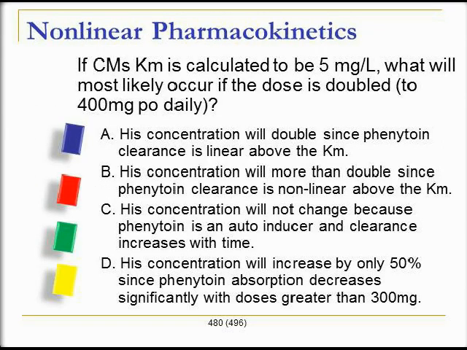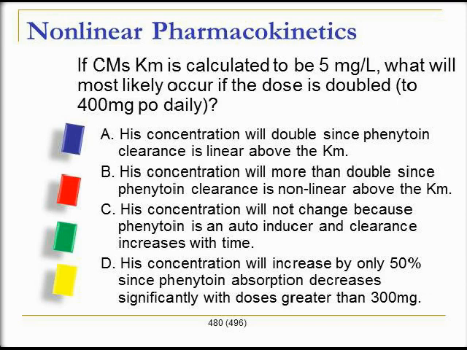So you're working with a group of clinicians and they want to double his dose because 6 is too low for phenytoin. And so what do you tell them about doubling the dose to 400 milligrams a day?